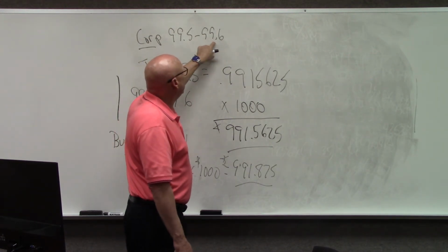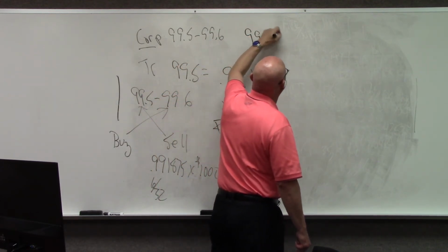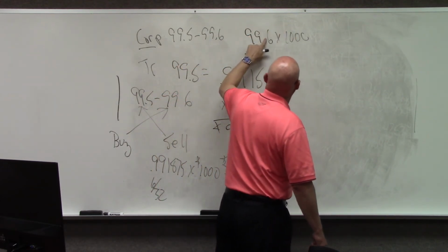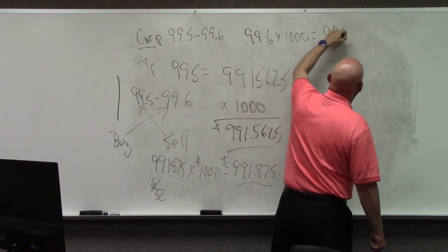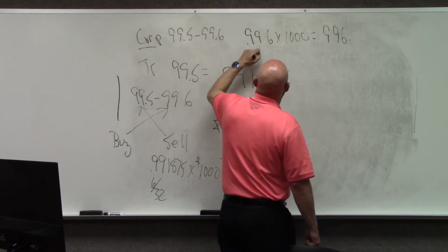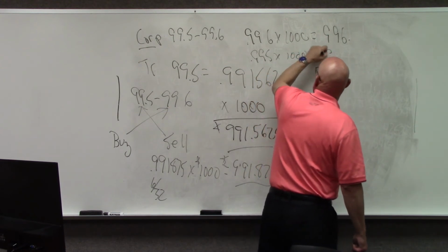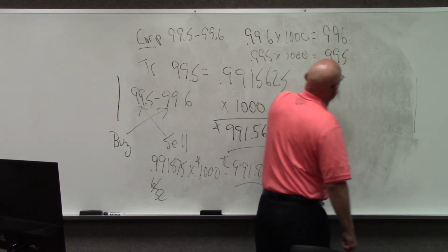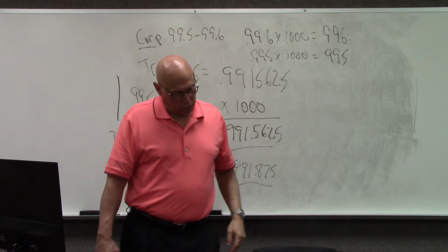If you want to buy it, you're going to pay 99.6 times 1,000. Let's go ahead and move the decimal point here. And you're going to pay $996 for a corporate bond. If you're going to sell it, it's 0.995 times 1,000 equals $995. Okay, that's all. Corporate bonds are much easier to do.